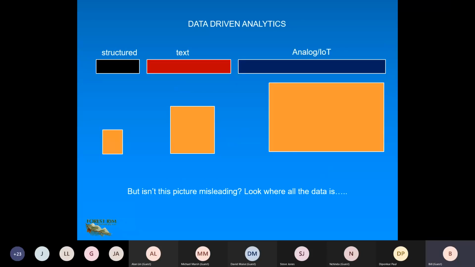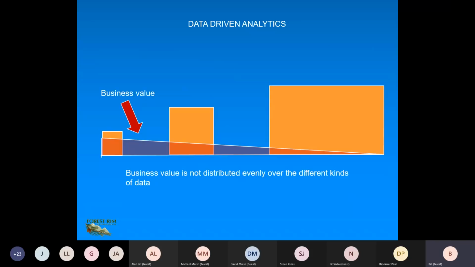And then you say, gee, Bill, let's get back to this picture that we looked at before. We looked at the volume of data that we had in these different environments, and we said that there's really not all that much volume in the structured world, and there's a big volume in the other parts of the world. Doesn't that mean that we should be getting business value out of the other parts of the world? And let me draw this little diagram here for you.